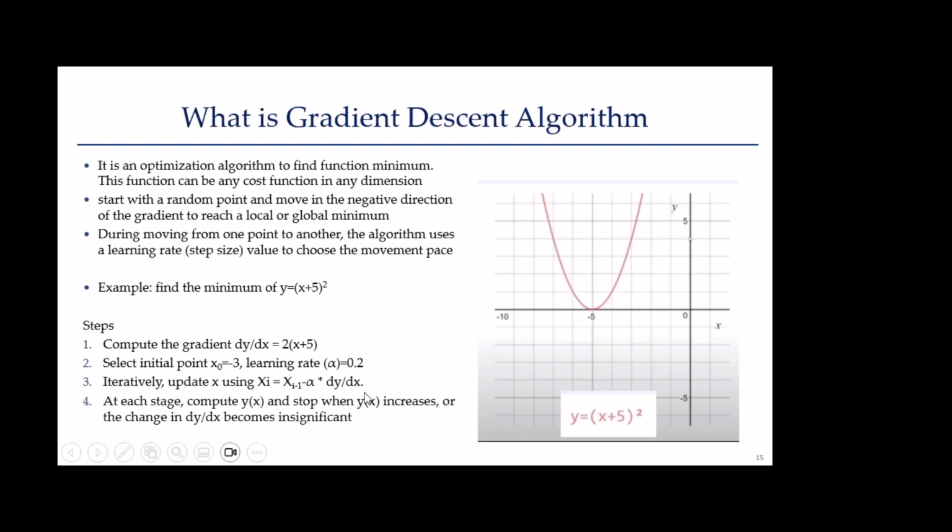So the next value of x is the previous value of x minus the learning rate multiplied by the gradient. This minus indicates that we're moving in the opposite direction of the increase of the loss. At each stage, we compute y and stop when y increases or the difference in y changes is not significant anymore.